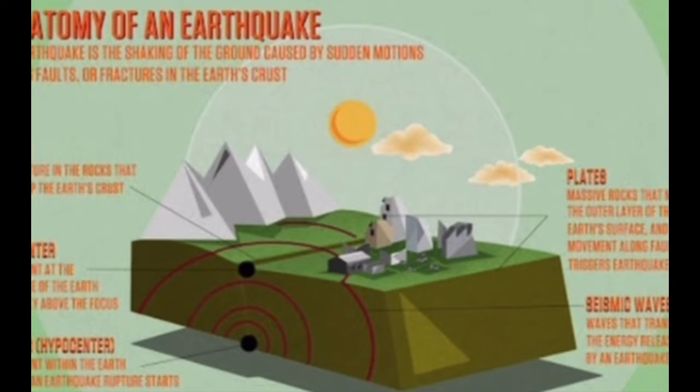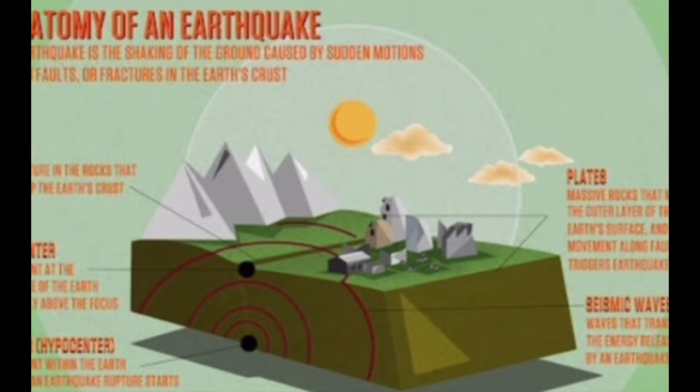You may be wondering, what's the anatomy of an earthquake? We know that an earthquake is the shaking of the ground caused by sudden motions along faults or fractures in the Earth's crust. Let's look at this diagram. A fault is a fracture in rocks that make up the Earth's crust. The epicenter is the point at the surface of the Earth directly above the focus. The focus is the point within the Earth where an earthquake rupture starts.